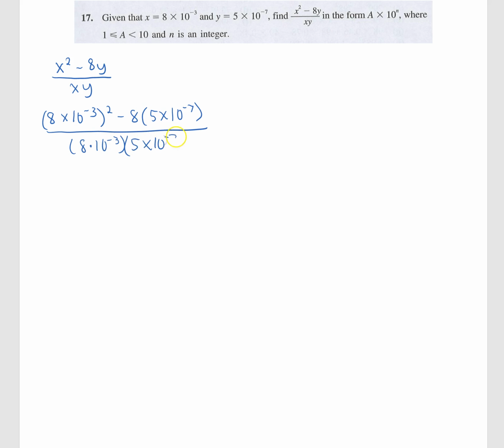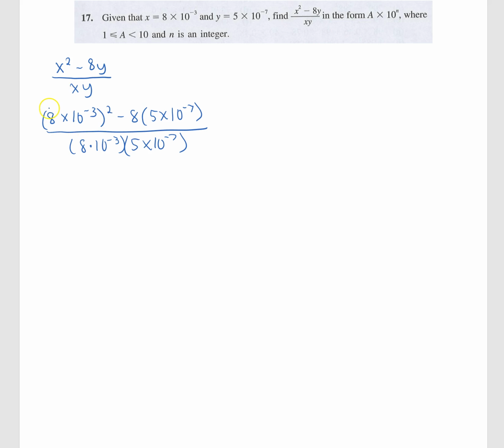Okay, so let's write out what we're trying to find. We want to find x squared minus 8y over xy. So let's plug in what x and y are. On the top we have 8 times 10 to the power of negative 3, that's squared, minus 8 times 5 times 10 to the power of negative 7, over 8 times 10 to the power of negative 3 times 5 times 10 to the power of negative 7 on the bottom.